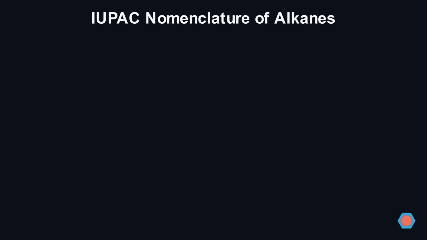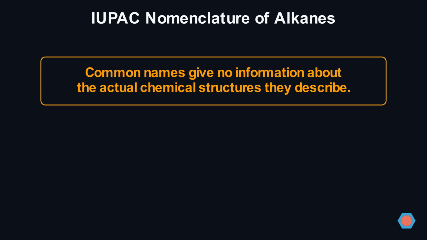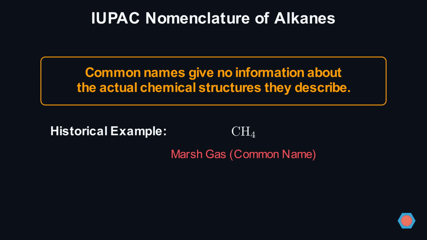Now let's talk about the naming conventions for the alkanes. Until recent times, chemists usually named the few available organic compounds based on common name convention. These common names give no information about the structure they describe. For example, CH4, which is called marsh gas under the common name convention, is now known as methane under the IUPAC nomenclature.